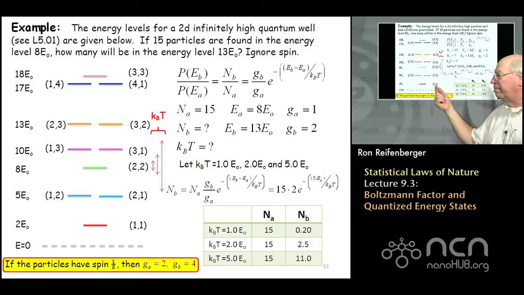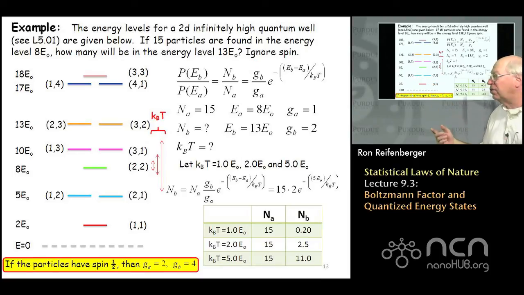And these are the quantum numbers that specify each particular energy state. And you can see that some of these energy states are singly degenerate because there's only one set of quantum numbers that generates that energy level, while other sets of quantum numbers generate two energy levels with the same energy, which means these guys are doubly degenerate.